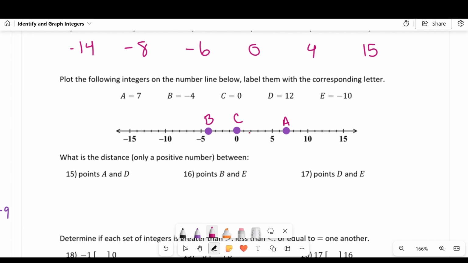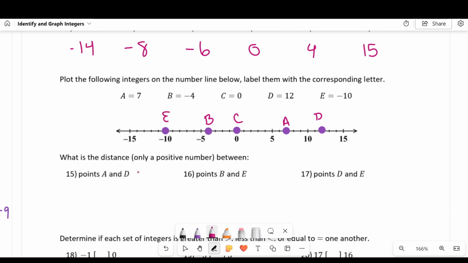Try letter D. It's 12. Start at 0. Find where 12 would be. Okay, hopefully you placed it there. That's letter D. And E is negative 10. Give that one a try. It's negative, so start at 0. Which way are you going to go? Here's your E, negative 10.